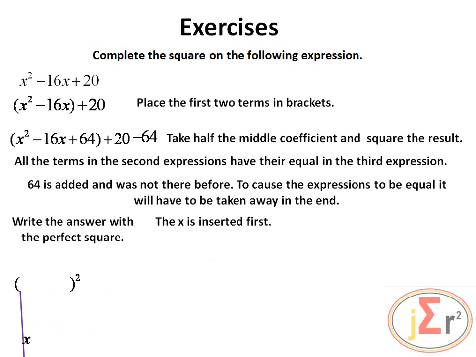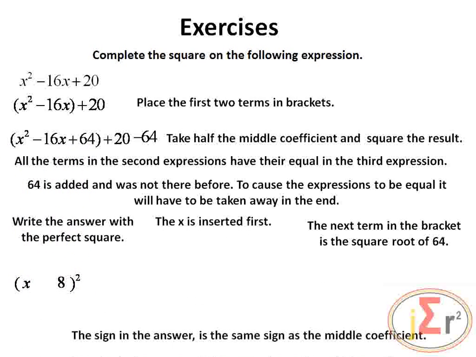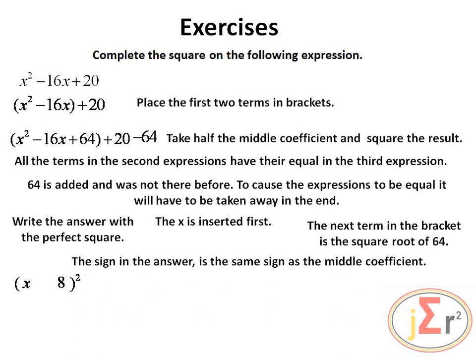So the x will go there. And of course, the next term is the square root of 64, which is 8. That is going to go right there. And in the middle, the sign of the answer is the same sign as the middle coefficient. So the one that we have there is a negative. Right, so that sign is negative. And of course, 20 minus 64 is equal to negative 44. And the square has been completed.